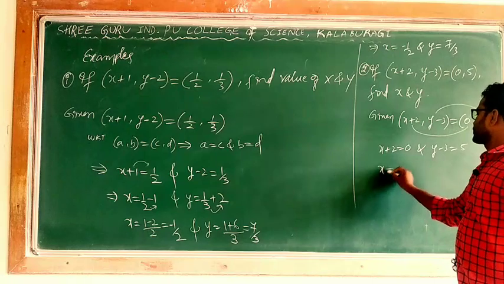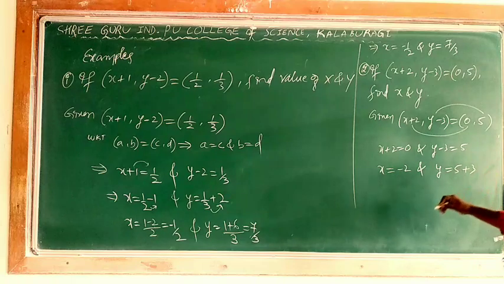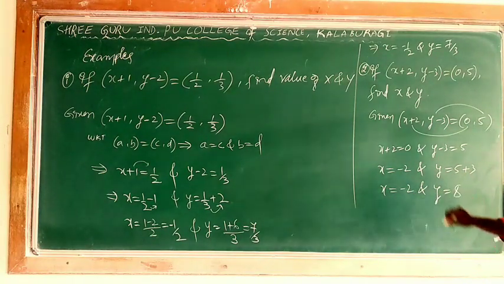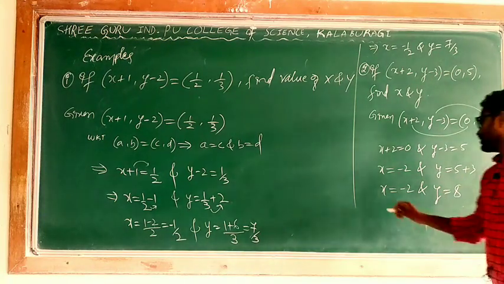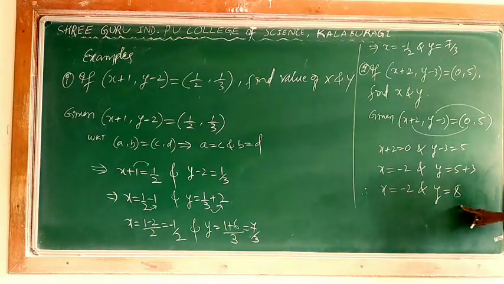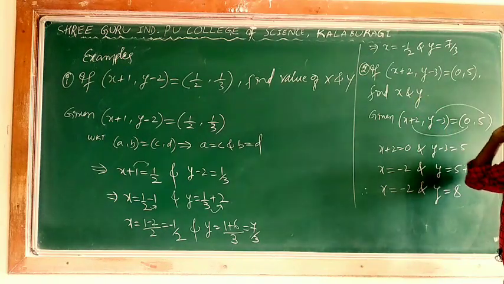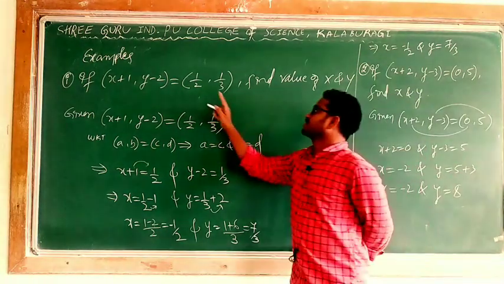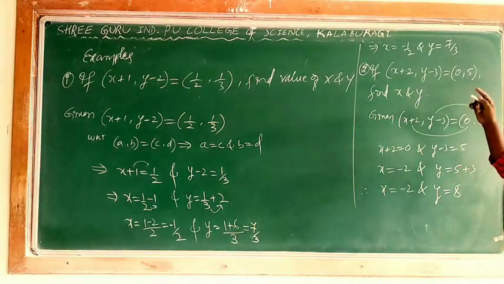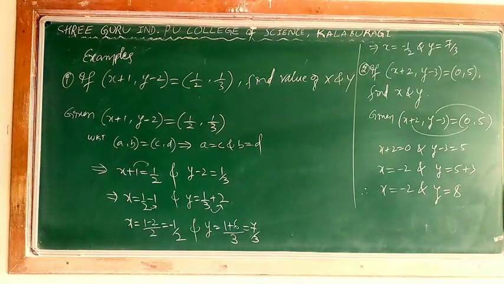What is x plus 2? x is equal to minus 2, y is equal to 5 plus 3, so x is equal to minus 2, y is equal to 8. Therefore the required values are x is equal to minus 2, y is equal to 8. Nothing more here. Whenever two ordered pairs are given as equal, you compare their corresponding values, equate them and solve, and you will get the required values of x and y. Okay, these two are simple examples.